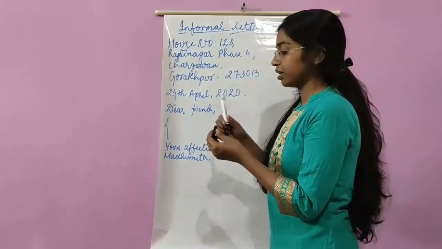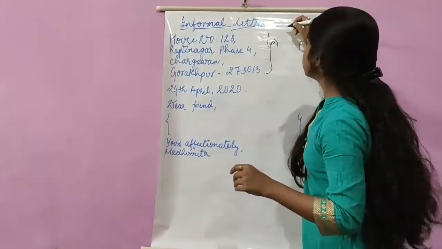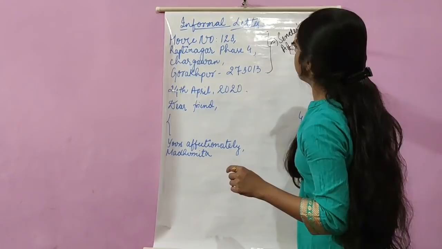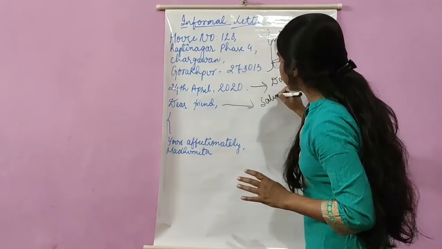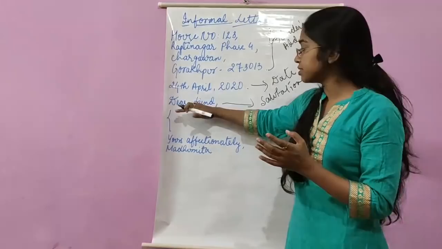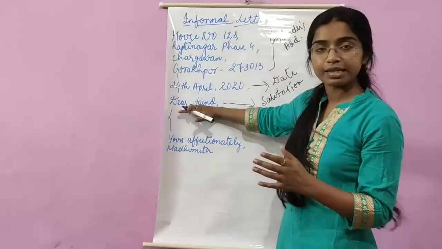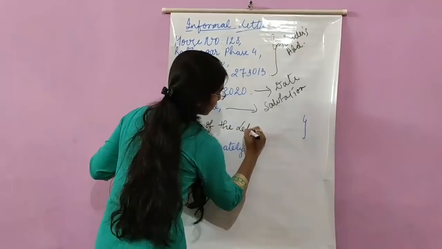From this house number till this pin code 273013, as is obvious, it is the sender's address. You are the sender, you will be writing your address over here. This will be the date when you are writing the letter. Then comes the salutation to whomsoever you are writing. For example, if you write to your father or mother, you can write dear mommy, dear papa, or to whomsoever you are sending the letter. That particular person's name or relation with you will be written as the salutation. Then here, this is the body of the letter.